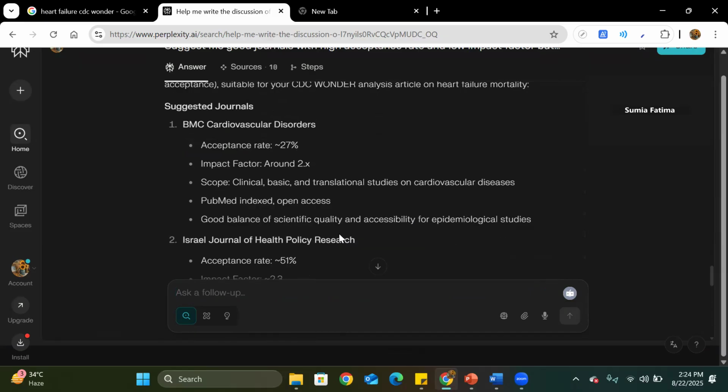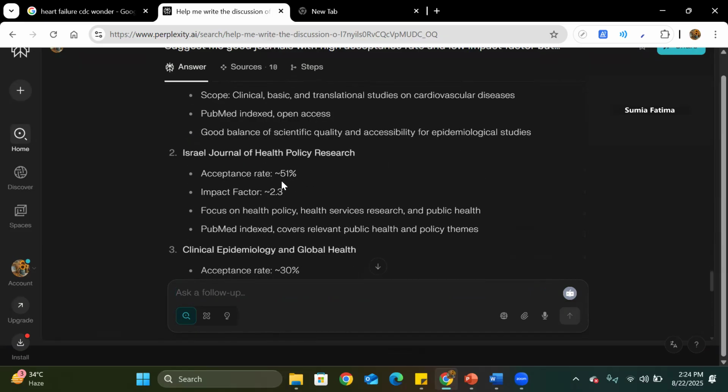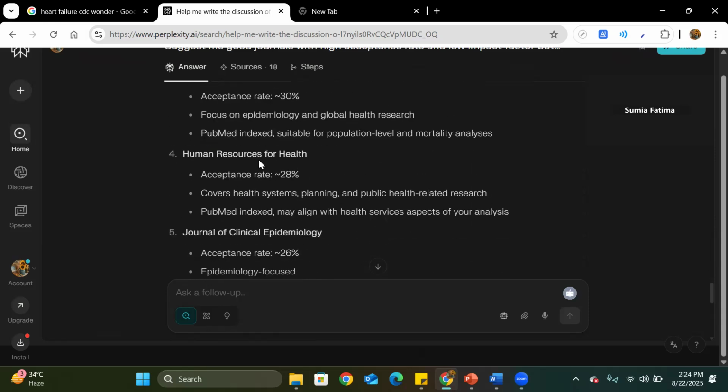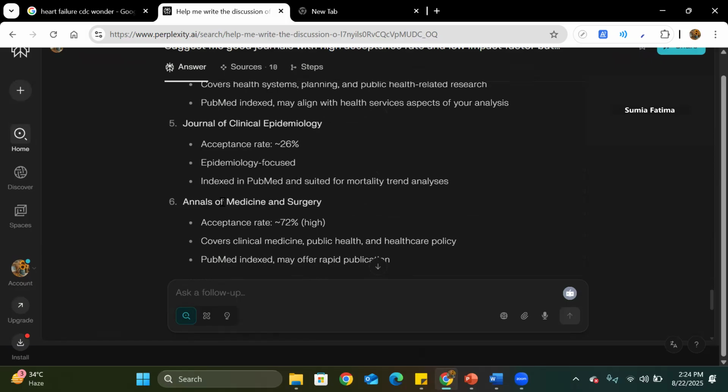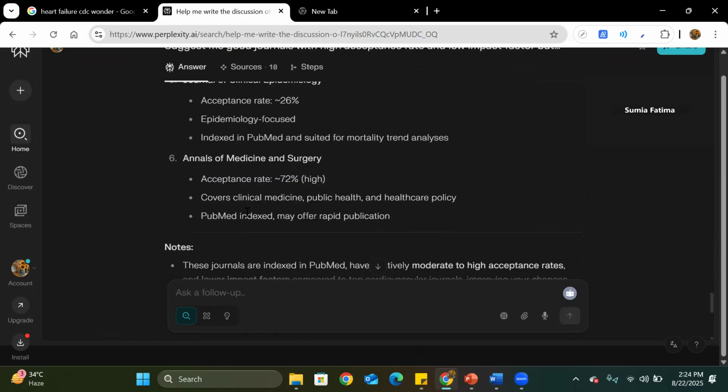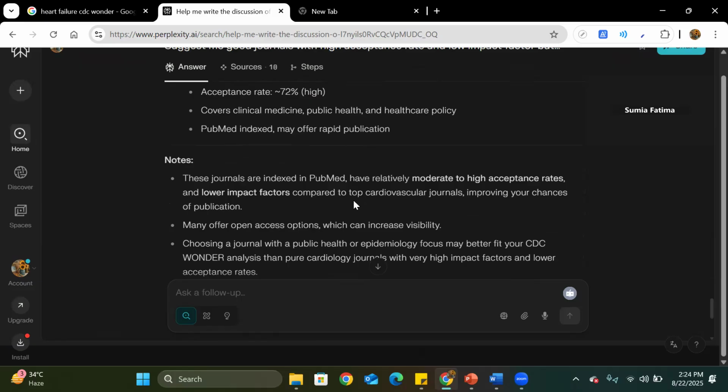Okay, then we have the Israel Journal of Health Policy Research. Its acceptance rate is really good. And then we have Clinical Epidemiology and Global Health. Then we have Human Resources for Health, Journal of Clinical Epidemiology. Okay, and then we have the Annals of Medicine and Surgery. Its acceptance rate is very, very high, and it's a very good journal. Okay, and they are all PubMed indexed.